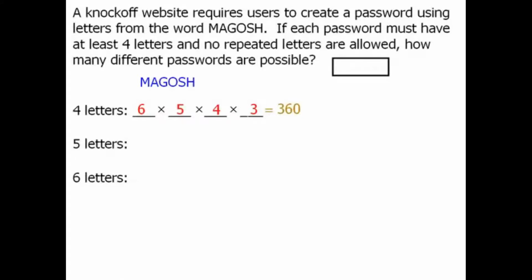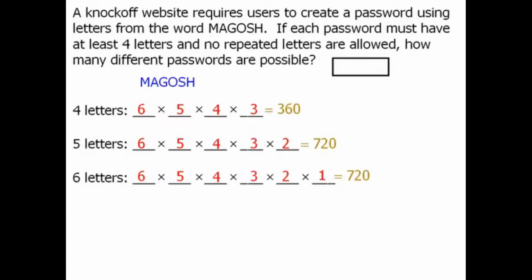Now on to the next case. We're going to take the task of building 5-letter passwords and break it into 5 stages. There are 6 ways to accomplish the first stage, then 5 ways, and so on. Once again, we apply the fundamental counting principle and find the product of these stages to get 720. So there are 720 different 5-letter passwords that can be created. When we apply the same steps to 6-letter passwords, we see that there are also 720 passwords possible.